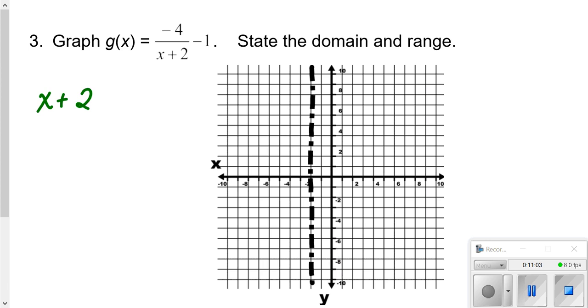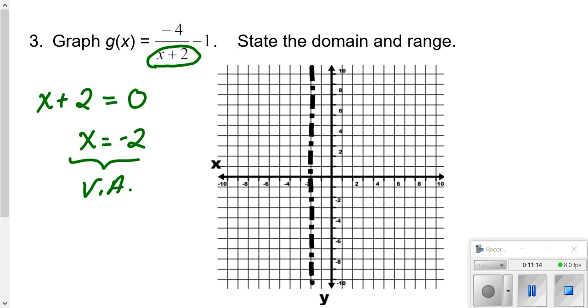Some people might think about it as I need to set the bottom equal to 0 and solve for that, and that is a way to find the vertical asymptote. I think it's kind of nice to just think about, okay, if I have an adding 2 with an x, that moves me to the left, and so the asymptote moves to the left. I think that's a little easier maybe. I don't know. Either way, it comes out the same.